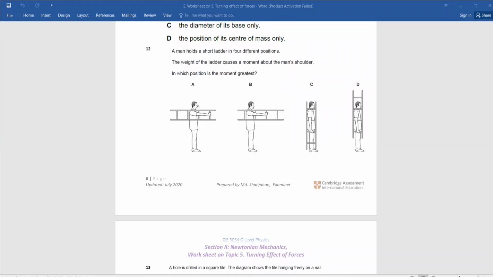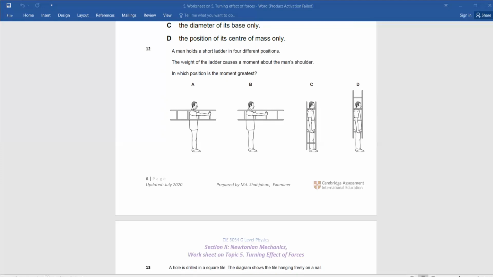Here, the person is holding the ladder on his shoulder, isn't it? For every position, this is his pivot. The position of the pivot is here. Now, from the pivot, we have to check the distance.